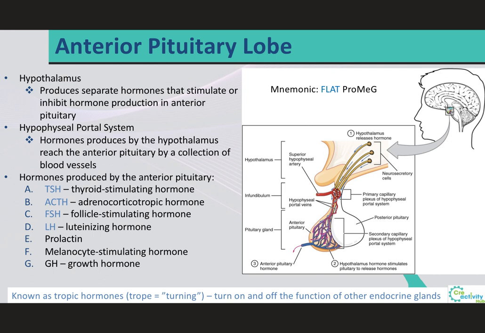Now let's talk about the anterior pituitary. Remember that first, the hypothalamus is the one that will produce separate hormones that will stimulate or inhibit the hormone production in the anterior pituitary gland. When a hormone stimulates the release of other hormones, we call them tropic hormones. Therefore, the hypothalamus hormones are tropic hormones because once they are released, they will stimulate the pituitary gland to secrete hormones, more specifically the anterior pituitary gland.